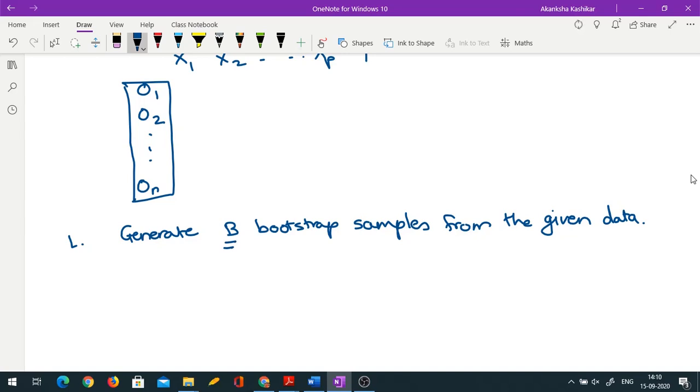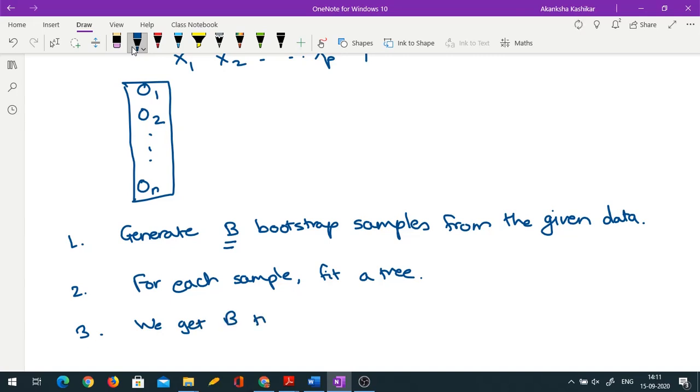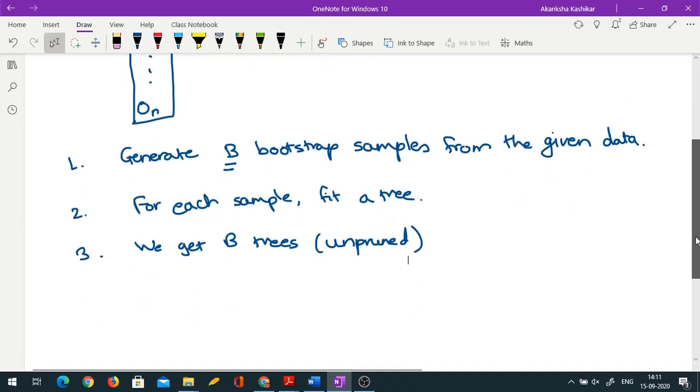Then for each sample we fit a tree. To each bootstrap sample I fit a separate tree. So what I would have is B trees, and all these trees are unpruned. We don't do pruning. We grow an entire tree and use it as it is. So I have B different trees.